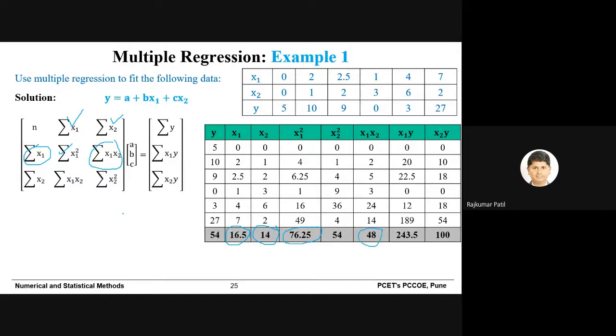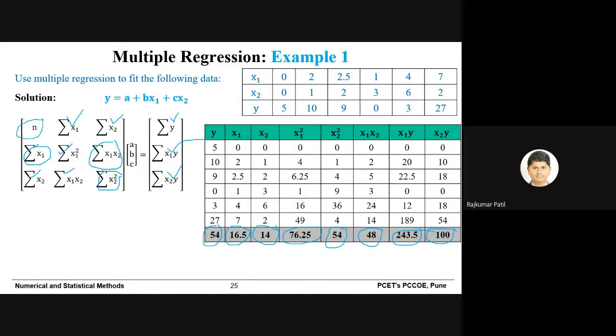summation x1 x2, this is there, summation x2 square, so you can see here summation x2 square, then summation y, you can see summation y, then summation x1y, and finally summation x2y. So yes, in the table we calculated most of the values from the matrix, and the last value is n.